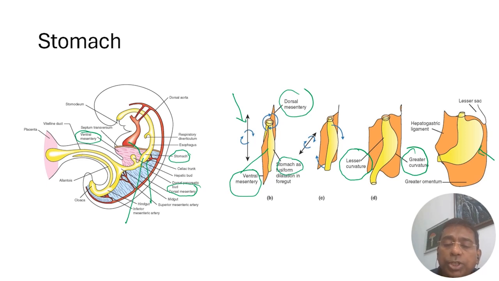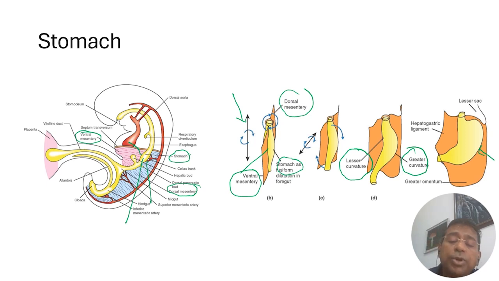As the rotation takes place, the two vagi, right and left, will also accompany the corresponding surface of the stomach. So the left vagus, which was supplying the left surface of the stomach, will supply the anterior surface after the rotation, because the left surface becomes the anterior surface of the stomach. And the right surface of the stomach after the rotation becomes the posterior surface of the stomach, and it will be supplied by the right vagus.